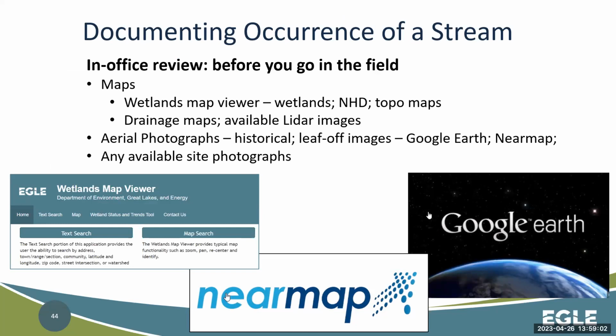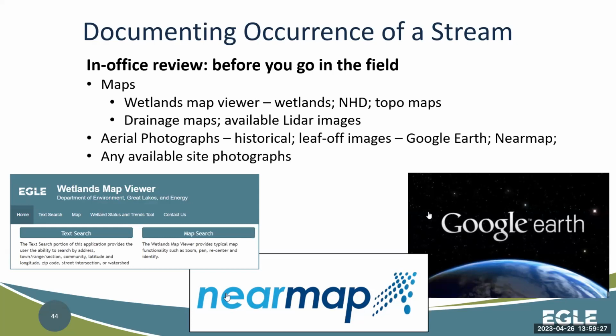So let's talk, I only have a few slides left, but let's talk about documenting the occurrence of a stream. Before you go out in the field, you do want to do an in-office review. You want to look at maps. I like to use Wetlands Map Viewer. You can look at wetlands on Wetlands Map Viewer. You can turn on NHD layers. You can turn on topo maps.